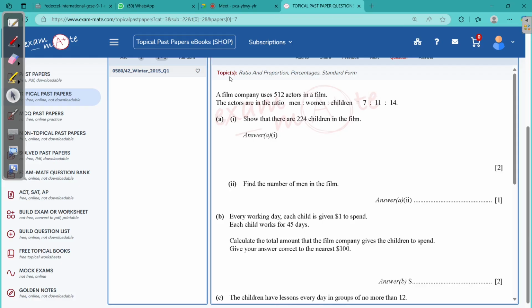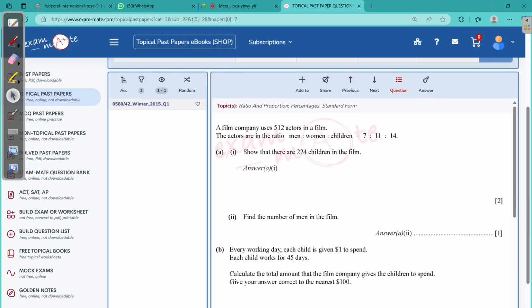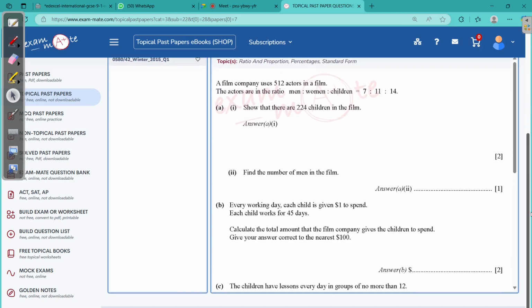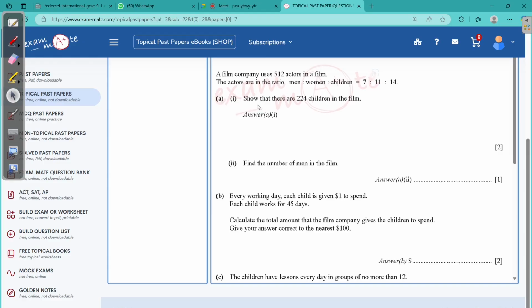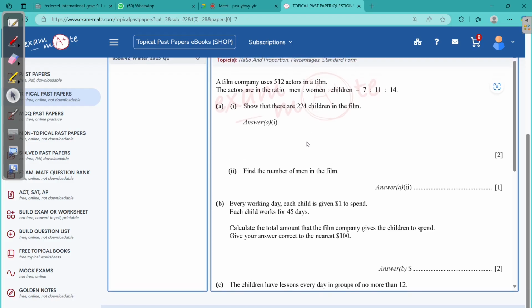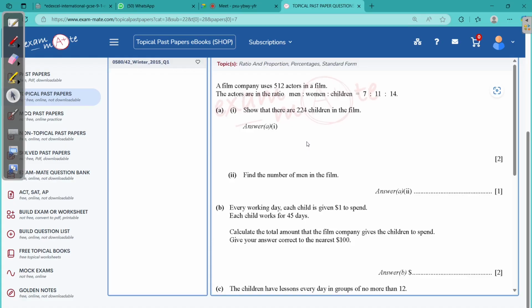Okay. So basically, this question is a mix-up question from ratio, proportion, percentage, and standard form. That's why this question gets included here. But we have to discuss all these topics, so we can take this one also. Please show how we can say that in the film there are a total of 224 children. Yeah, this is easy. You just add up all the ratios, divide 512 by that number, and multiply by the ratio to find the number of children. So similarly, you can find the number of men in the film also, right?